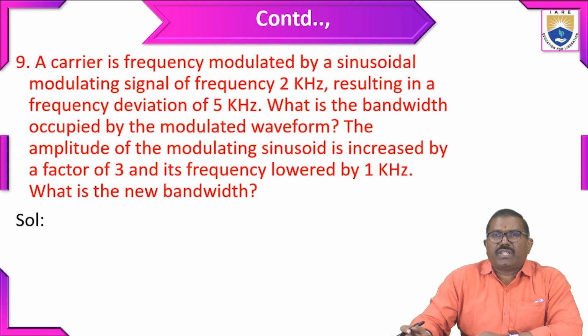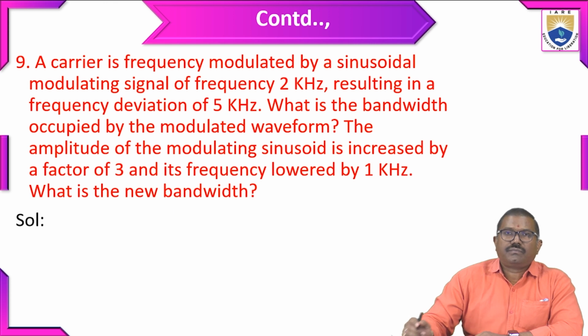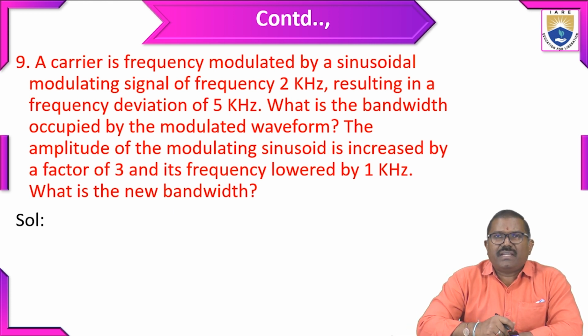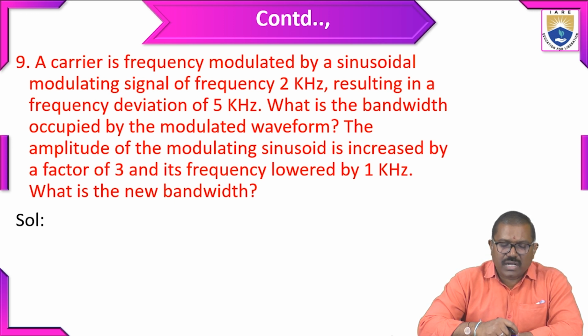Coming to another problem, the ninth one. A carrier is frequency modulated by a sinusoidal modulating signal of frequency 2 kilohertz, resulting in a frequency deviation of 5 kilohertz. What is the bandwidth occupied by the modulated waveform? The amplitude of the modulating sinusoid is increased by a factor of 3 and its frequency lowered by 1 kilohertz. What is the new bandwidth?